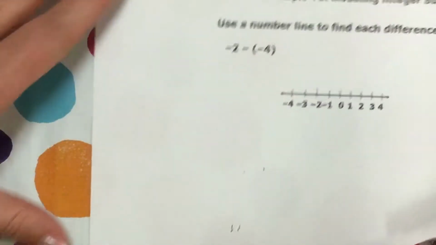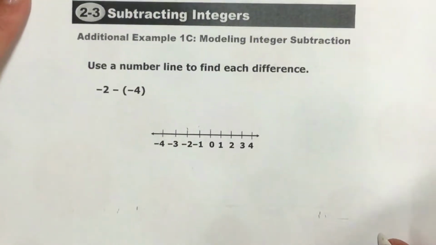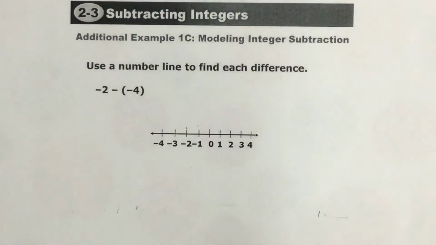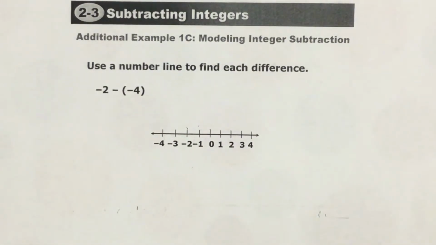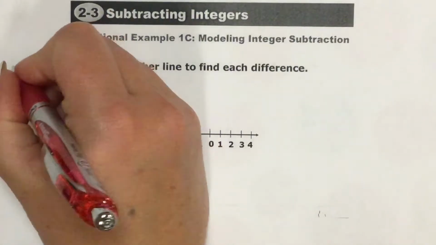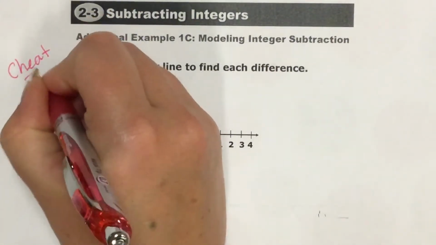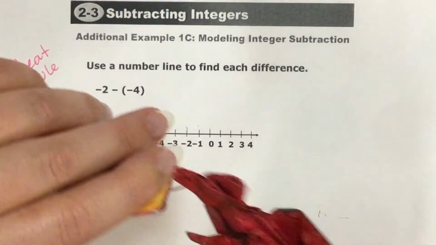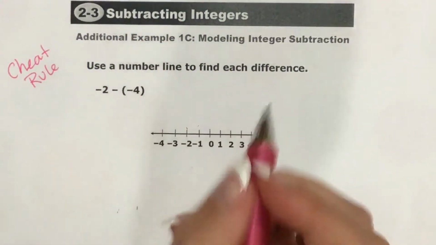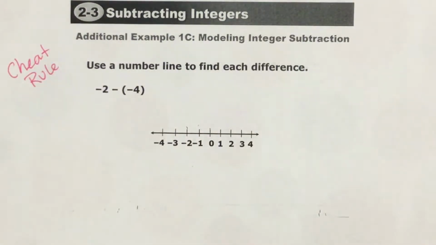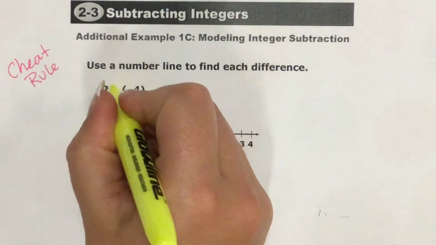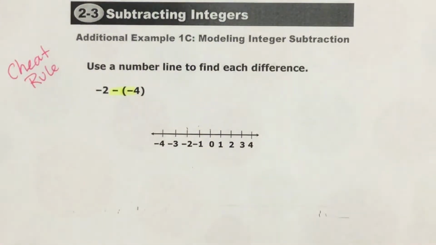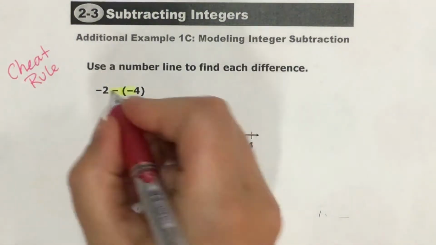We have example 1c. So we have this one right here. Now, I'm not going to model this one just because it just gets confusing. So I'm going to teach you the cheat rule. This is a cheat rule moment brought by the dragon. Okay, so here we go. The cheat rule says that whenever you have a negative and then another negative, just like this, you see how there's a negative there and then there's a negative? Those two negatives right there close to each other, they make a positive sign.